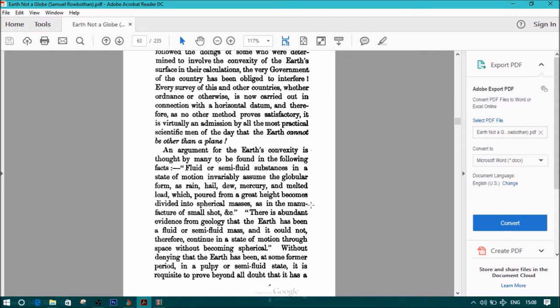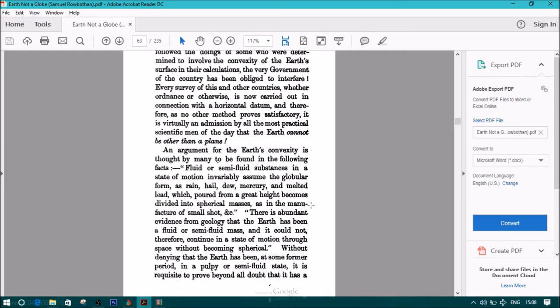Quote, fluid or semi-fluid substances in a state of motion invariably assume the globular form, as rain, hail, dew, mercury, and melted lead, which, poured from a great height, becomes divided into spherical masses, as in the manufacture of small shot, etc. End quote. Quote, there is abundant evidence from geology that the earth has been a fluid or semi-fluid mass, and it could not, therefore, continue in a state of motion through space without becoming spherical.